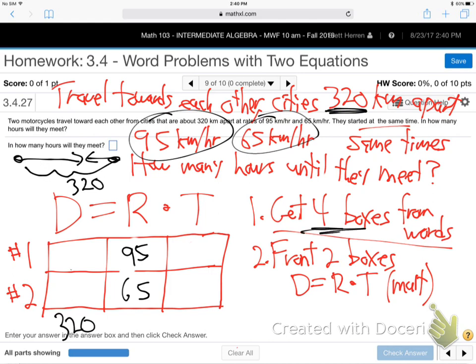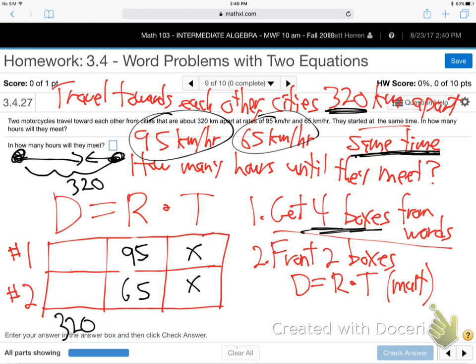We still need 4 boxes. I've only got 2. Here's the other key. Same time. The 2 motorcycles left at the same time. So that means they traveled the same amount of time, right? I don't know how long they traveled. I have no idea. But I know whatever it is, it's the same. So what can I do for these 2 boxes to make them the same without knowing what they are? They're both X, huh? That makes sense? I don't know what they are, but they're both the same.